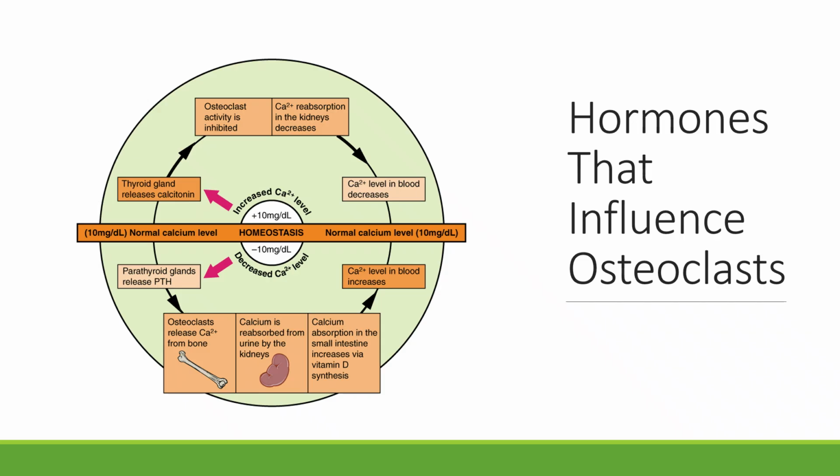All right. So there's what we call the homeostatic mechanism for calcium control. Calcium is really important for bones, but we're going to find out it's super important for muscles and for the nervous system as well in upcoming chapters.